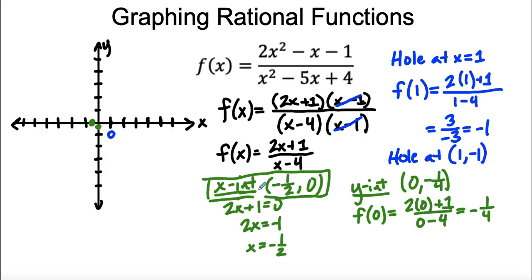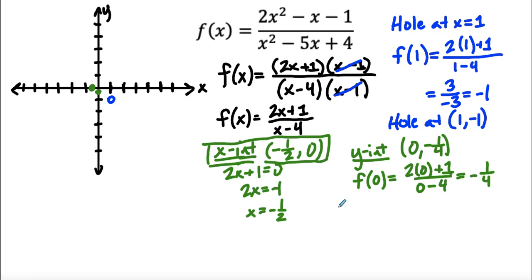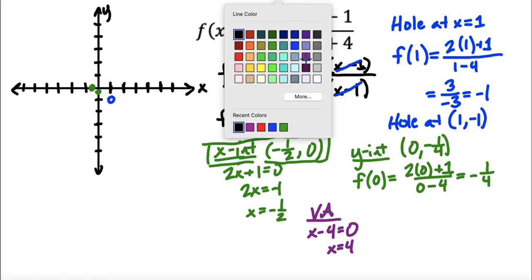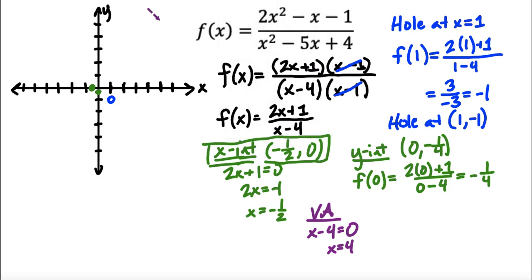Now the last two things we need are our VA and our HA. To get the vertical asymptote, you're just going to set the denominator equal to 0. That one's really easy: x minus 4 equals 0, so x equals 4. I'm going to put a vertical asymptote at x equals 4. I'm going to color code these to help you out. So that's my VA.